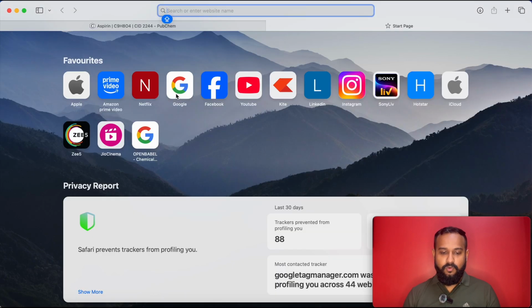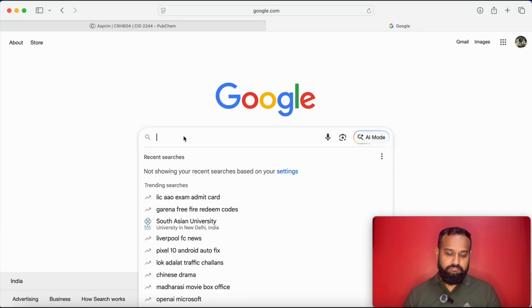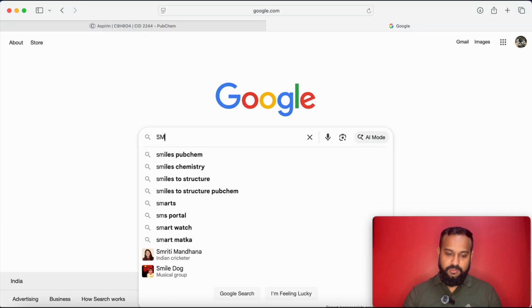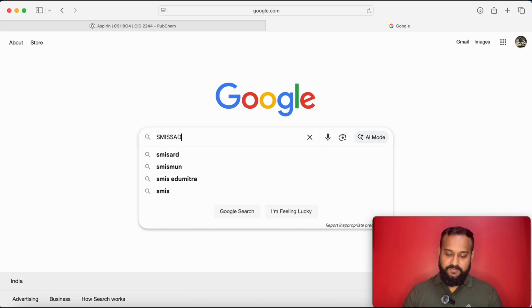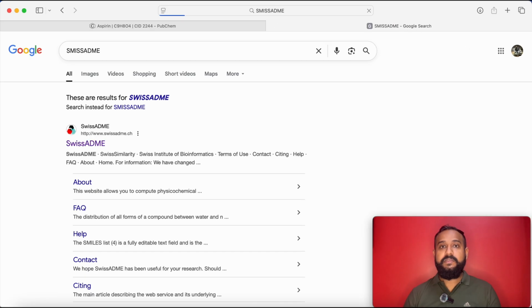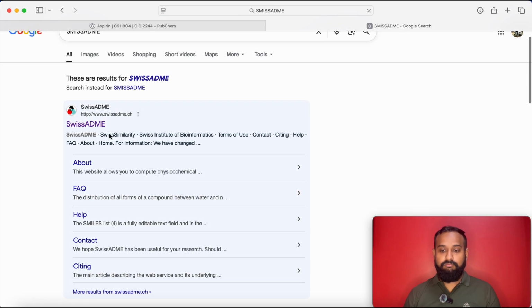So now let's go on to the tool, that is SwissADME. It is from the Swiss Institute of Bioinformatics, so that is from Switzerland. It is a very good company, having all of the drug discovery tools. I have also demonstrated SwissDock, which is from the same suite, from the same company basically.